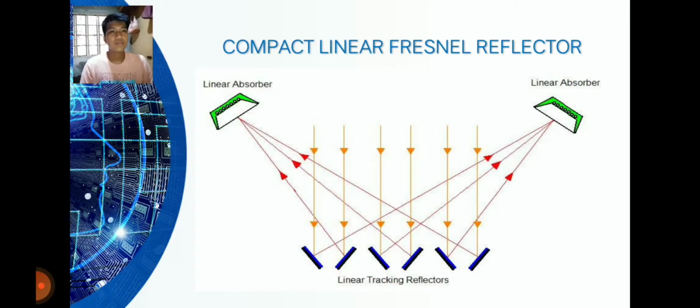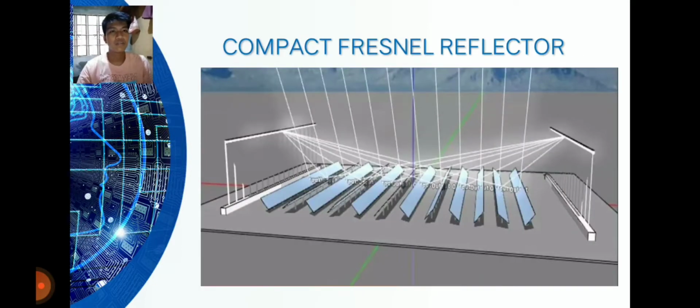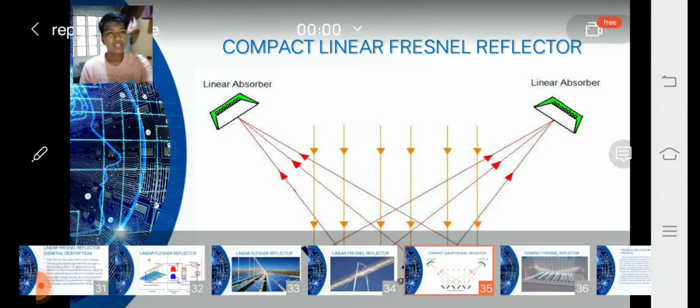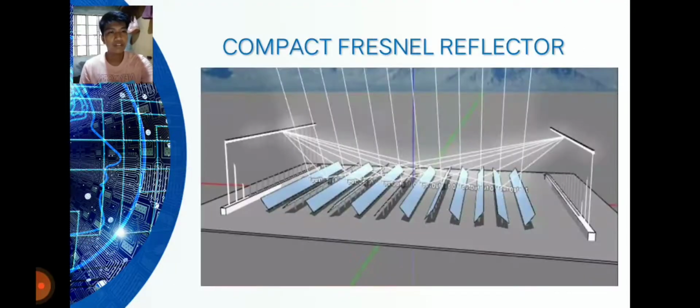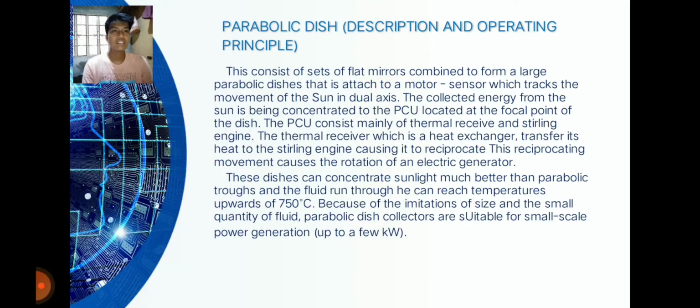Then meron din compact linear Fresnel reflector. Dito dalawa na yung linear observer. Then yung linear tracking reflector. So ayan, nakita natin sa diagram. Next, ito yung compact Fresnel reflector. So yung dalawa na yun yung tinatawag na linear observer, then the linear tracking reflector. The next is parabolic dish.